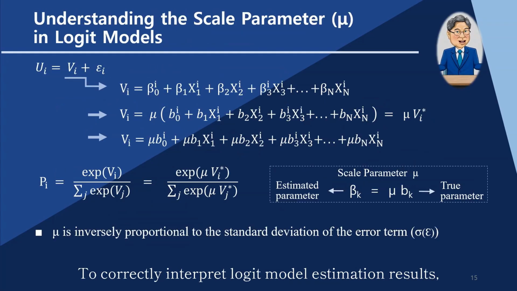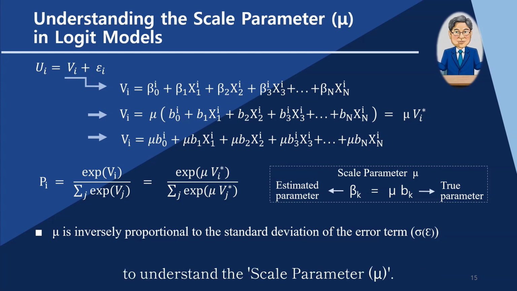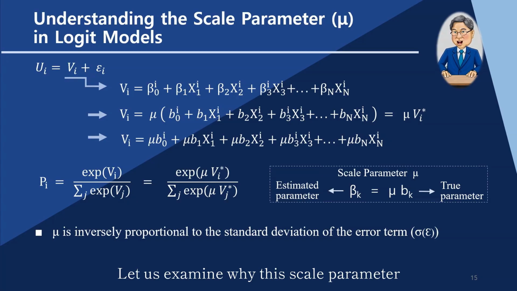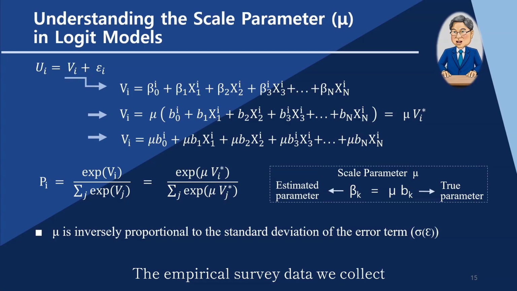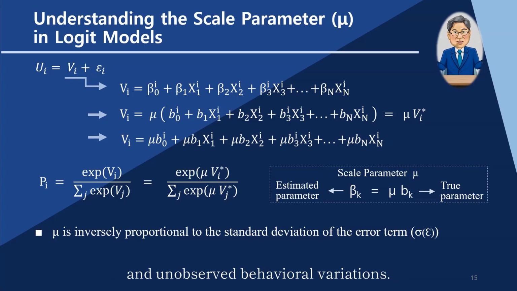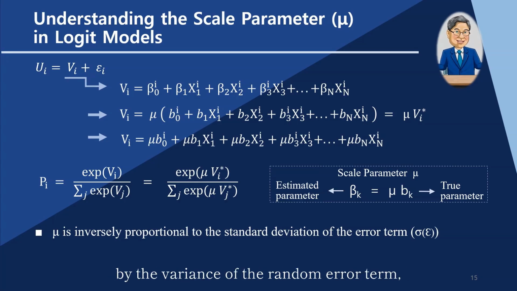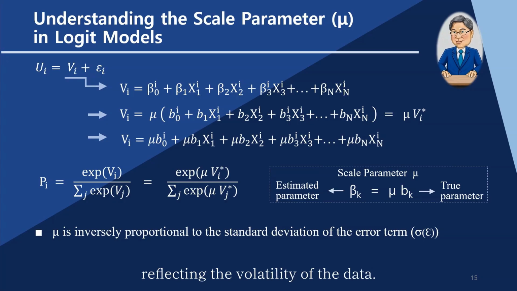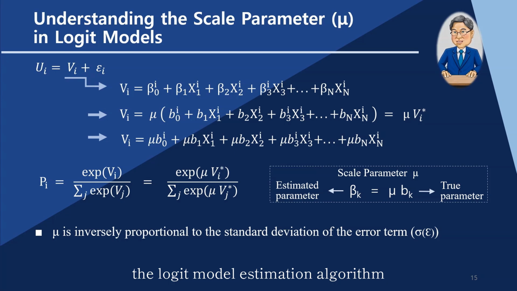To correctly interpret Logit model estimation results, it is absolutely essential to understand the scale parameter mu. Let us examine why this scale parameter is inevitably required in the model estimation process. The empirical survey data we collect inherently contains substantial uncertainty, including diverse individual preferences and unobserved behavioral variations. Statistically, this uncertainty is represented by the variance of the random error term, reflecting the volatility of the data. However, for mathematical and computational convenience, the Logit model estimation algorithm assumes that the error terms follow a standard Gumbel distribution, which has a fixed variance.